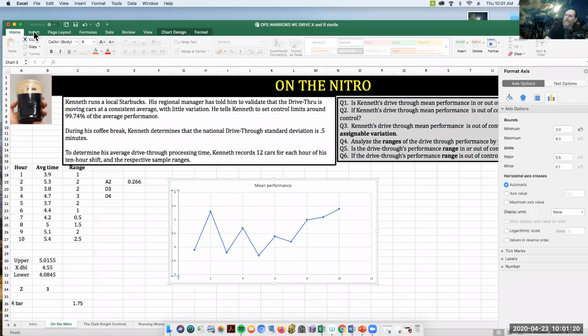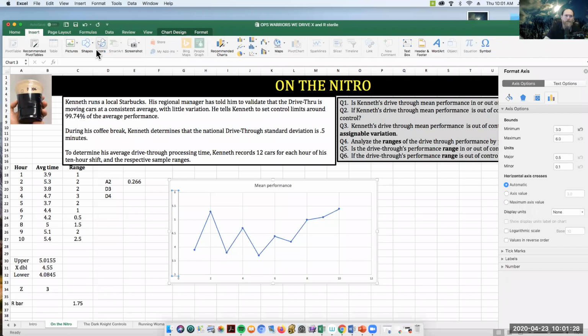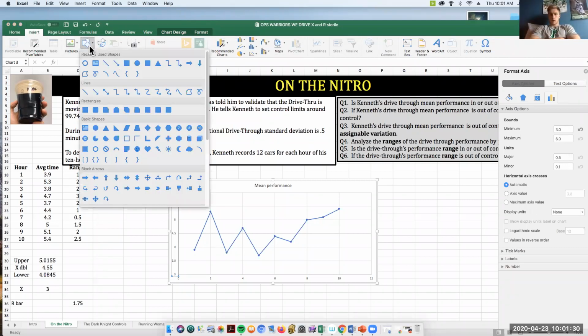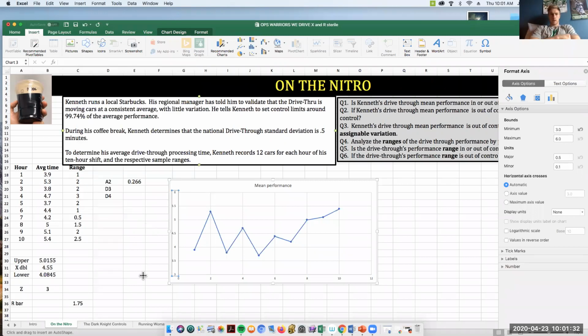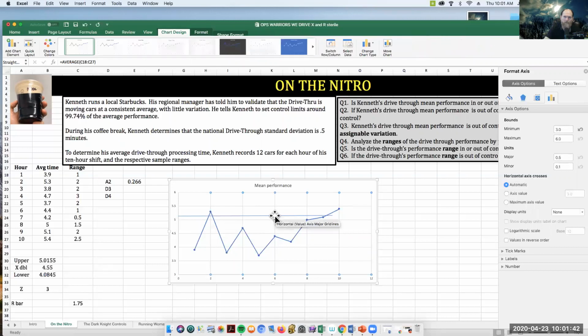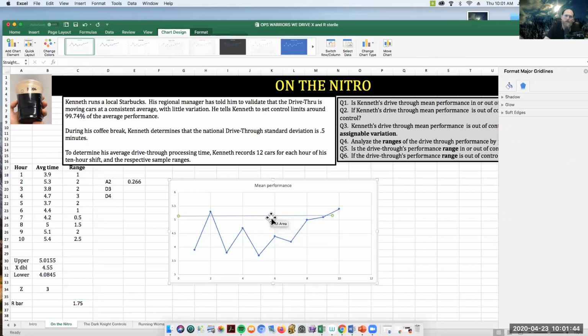So other Ethan, Ethan Green, what's something we should do now? We could make a line across at the upper bound and the lower. Okay. So I'm going to go up here. It doesn't have to be perfect. I'm going to crank that thing up a little bit.